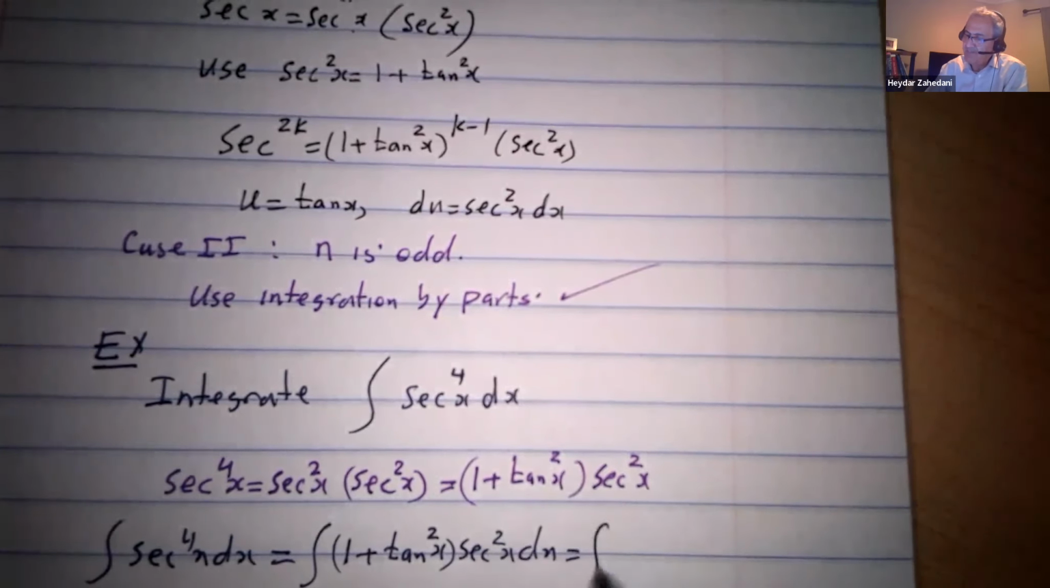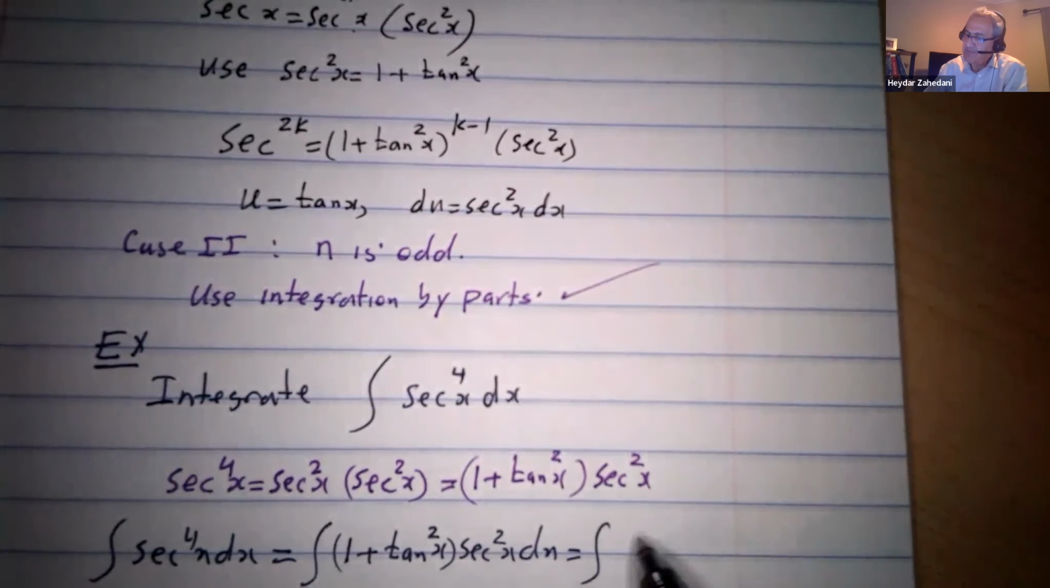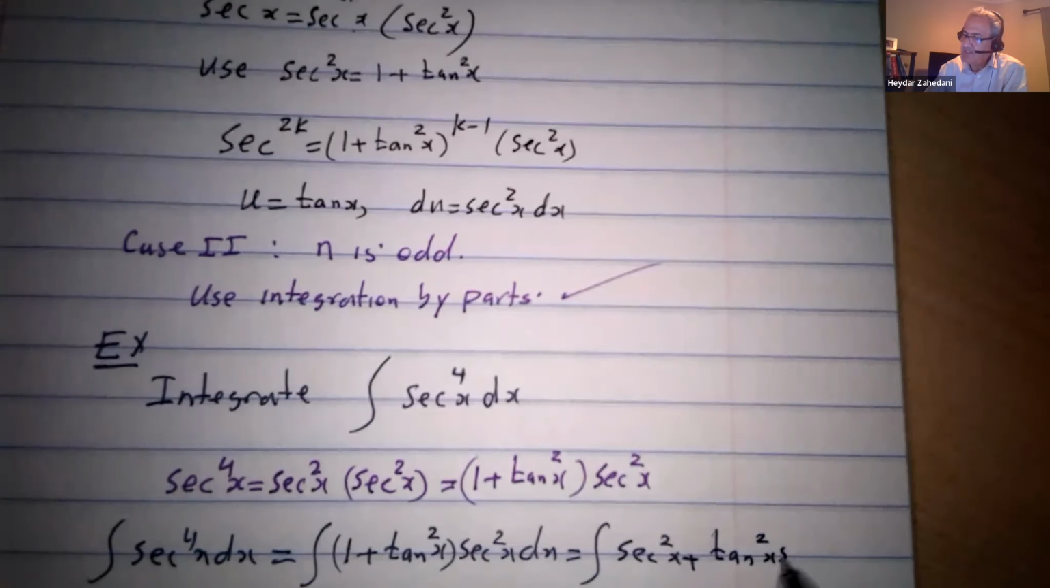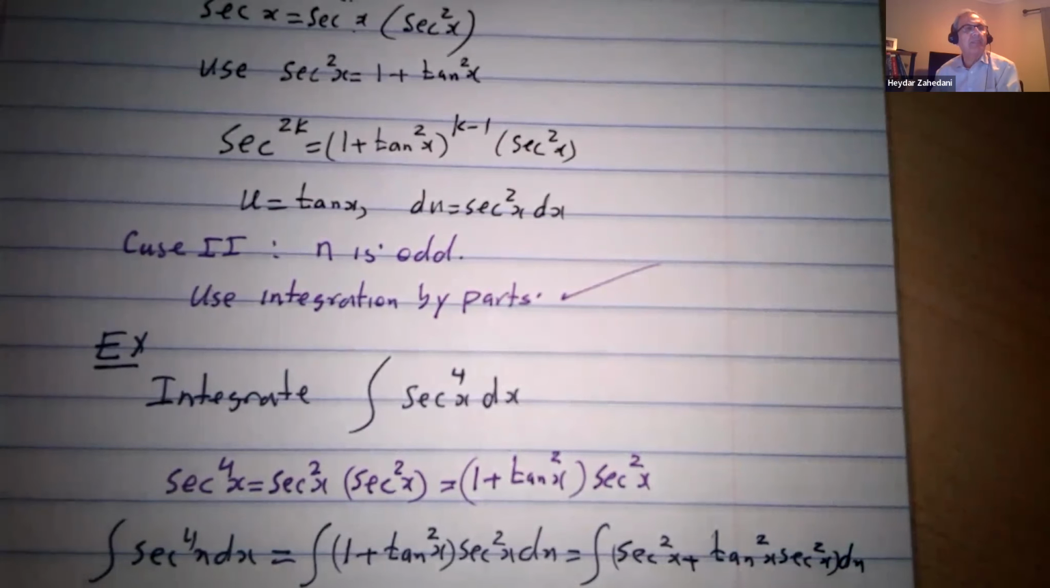Distributed. Secant square times 1 would be secant squared, and plus tangent square of x, secant square of x. You see, nicely you have a tangent and a secant square. So we go on, break it. The first one is integral of a secant square.